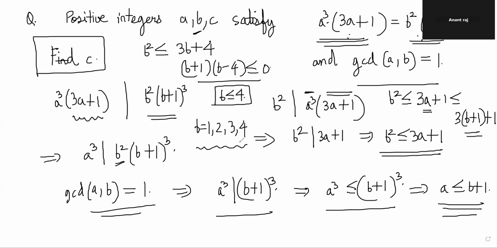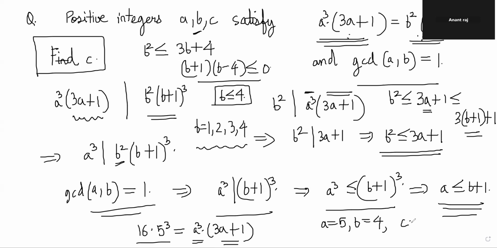You can check those cases. If you check the case for b is equal to 4, you will get a solution for a. A will be 5. You can see 16 into 5 cube is equal to a cube into 3a plus 1, right? It is obvious that 5 will satisfy. So you're getting a is 5, b is 4, and from there you'll get c is 2000.